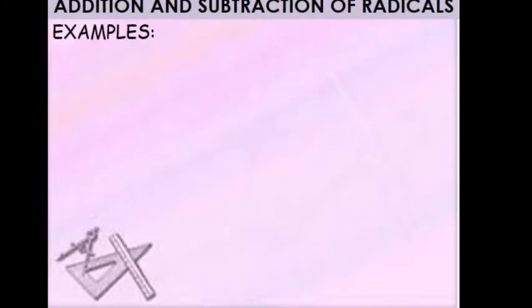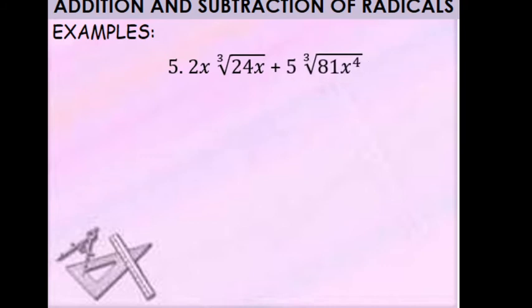And for our last example, we have 2x cube root of 24x plus 5 cube root of 81x raised to the fourth power. So dito, magkatulad sila ng index which is 3. So yung index ay nandito. So siya yung index. Pareho siya ng index which is 3. And mayroon na tayong isinamang mga variables which is x. So dito, kailangan magkatulad ang kanilang radicand.